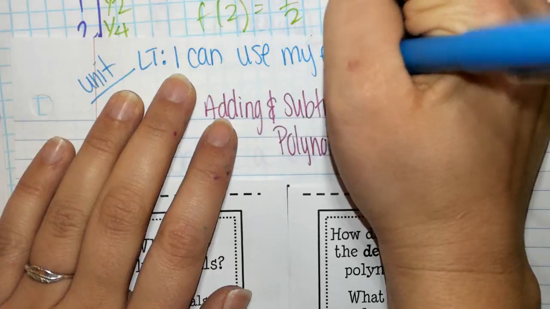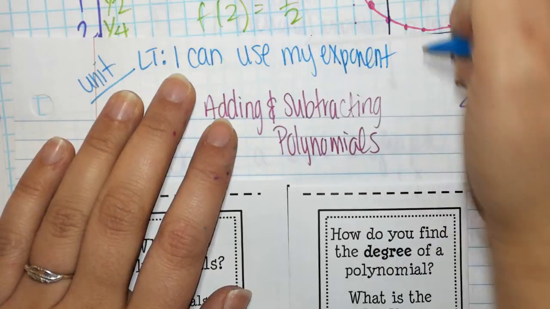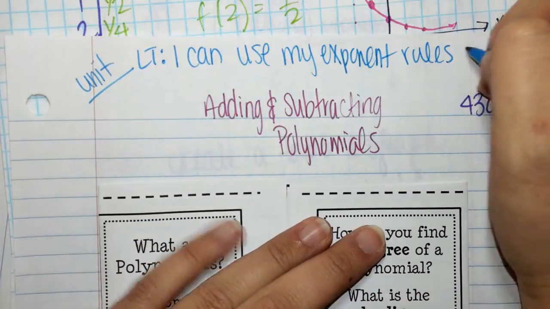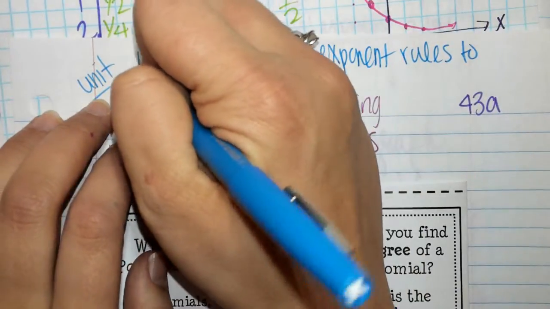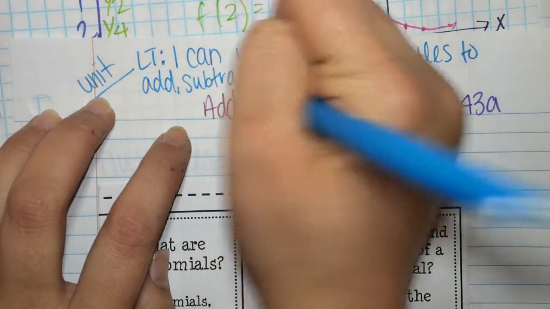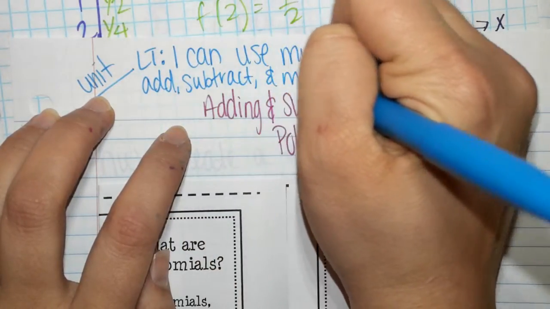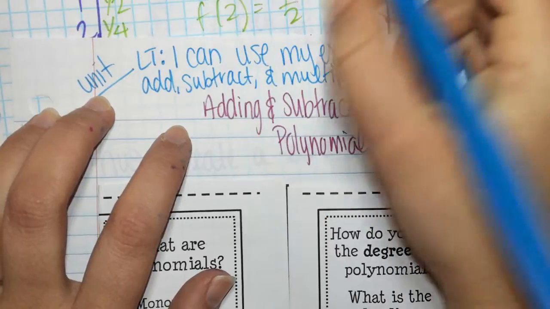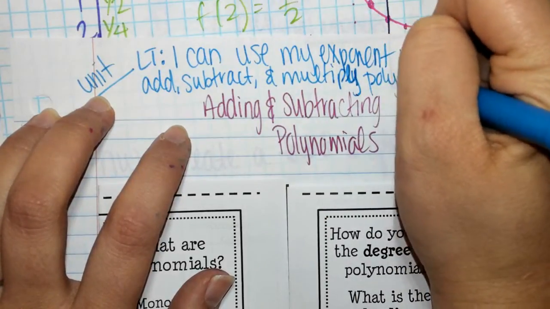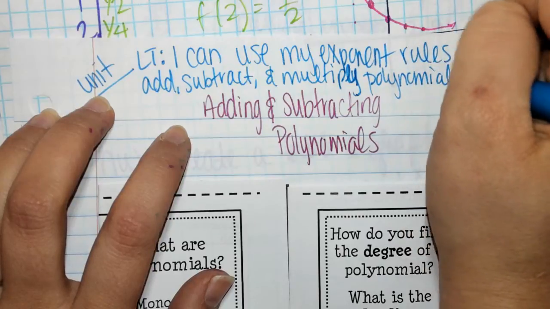Alright, so our unit learning target says I can use my exponent rules. So we still have to use our booklet for like the next 2 months to add, subtract, and multiply polynomials.